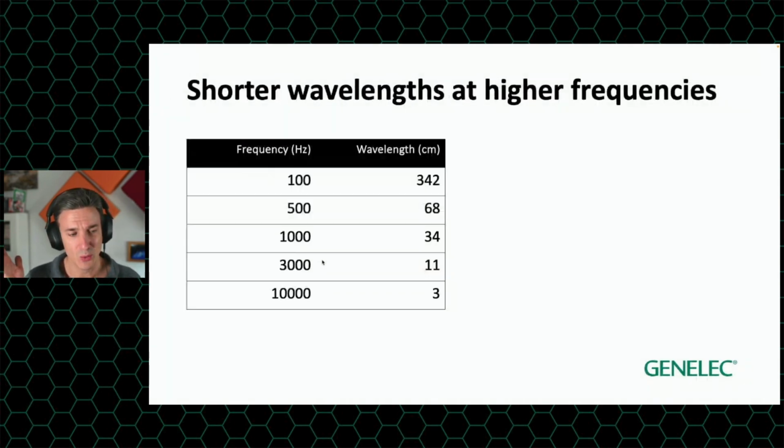Why don't we do anything in the upper mids and in the high frequencies? It's mainly because of the wavelengths. Higher frequencies have shorter wavelengths. If you look here, for example, at 100 hertz, we have 3.4 meters. At 1 kilohertz, we have 34 centimeters. And at 10 kilohertz, it's approximately 3.4 centimeters.